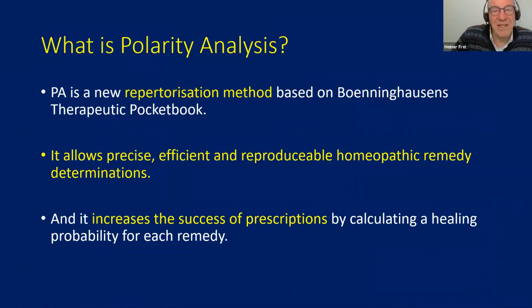What is polarity analysis? Polarity analysis is a repertorization method based on Bönninghausen's therapeutic pocketbook, and it allows precise, efficient, and reproducible homeopathic remedy determinations. And it increases the success of our prescriptions by calculating a probability of healing for each of the remedies in question.